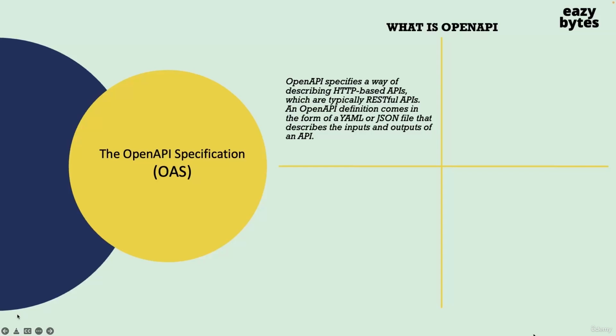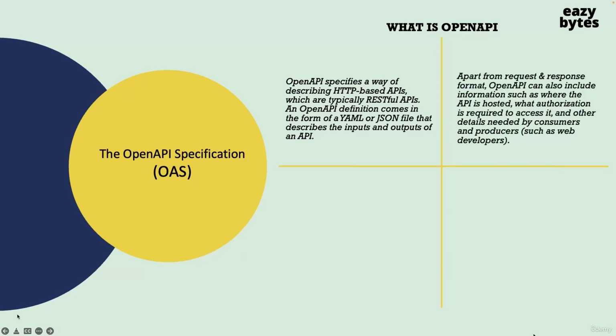So if someone asks you, simply say that OpenAPI specification describes our HTTP REST APIs, especially how the request or response structure will look like for a specific API. And apart from describing the request and response structure of an API, we can also include information like where these APIs are hosted, what are the host name details, what are the server details, using which my consumers can invoke the REST APIs that I have exposed as a producer.